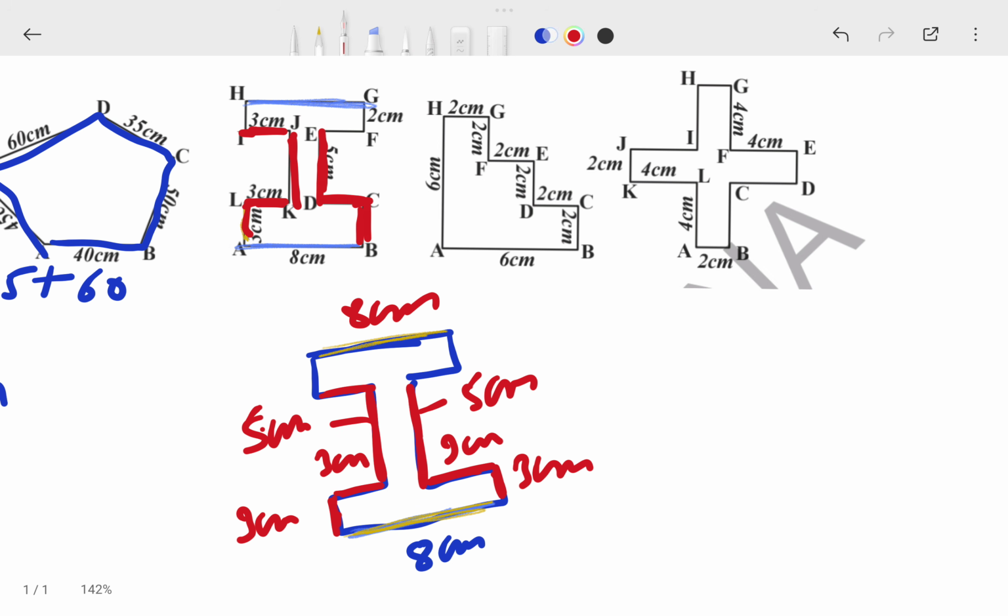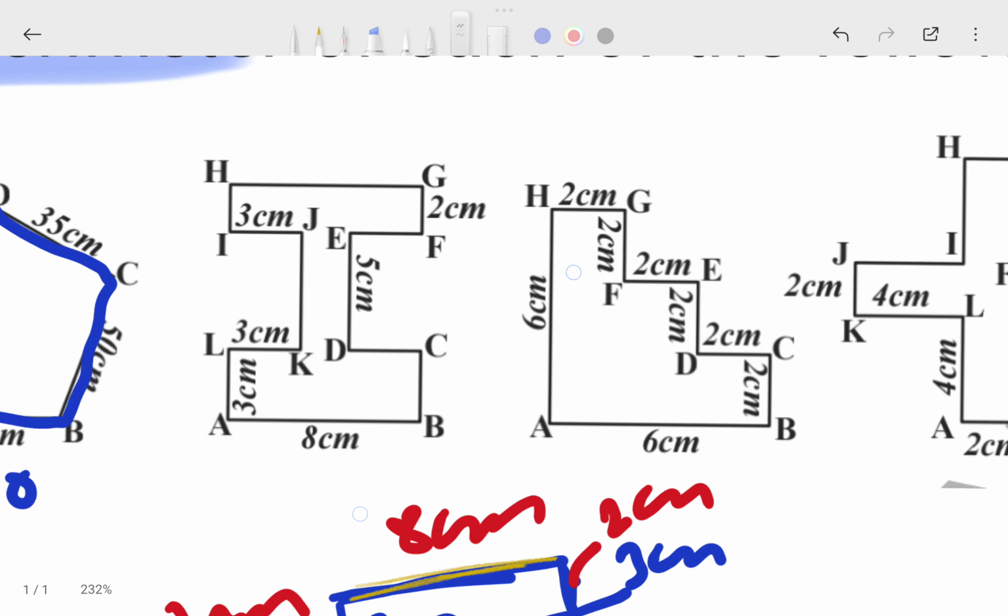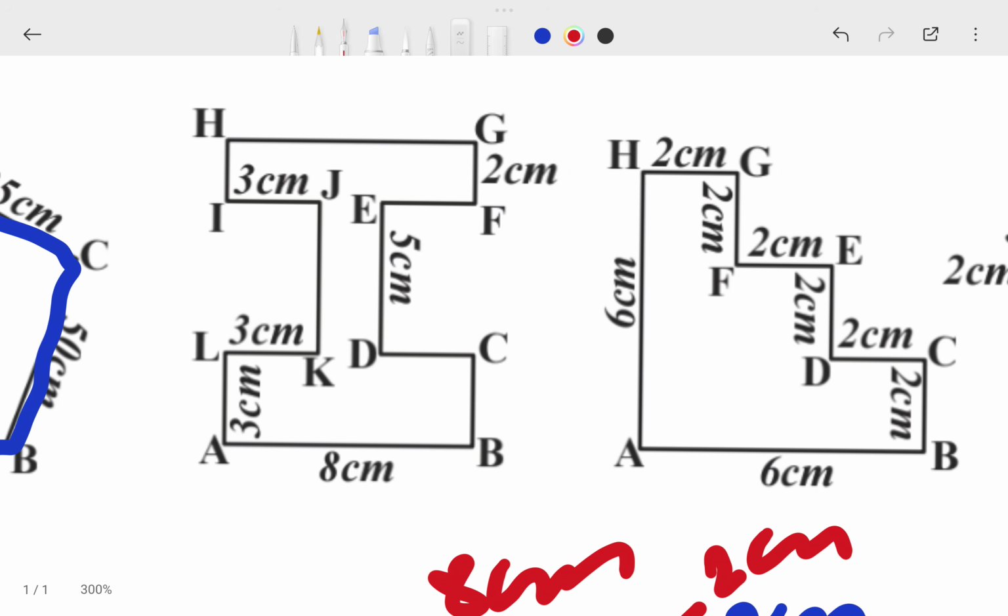This is given 3 centimeter. So it means that will also be 3 centimeter. Now here this is given 2 centimeter. It means that will also be 2 centimeter. So we have to add all these numbers. Now let's focus here. If it is given 8 centimeter, it means that is also 8 centimeter. Is it clear? This is given 3. It means that will also be 3 centimeter.